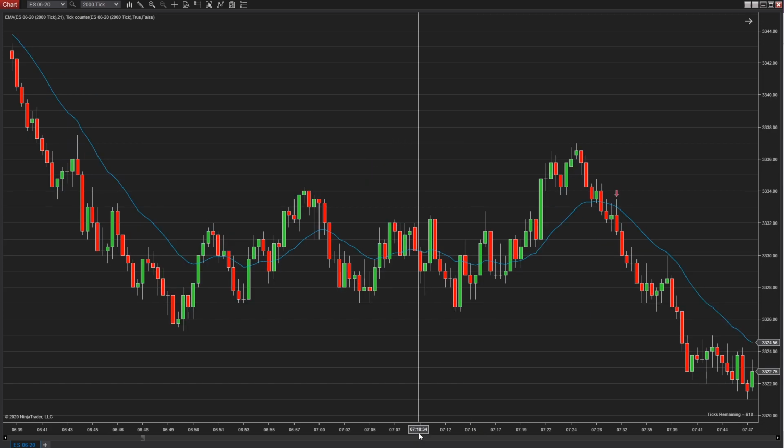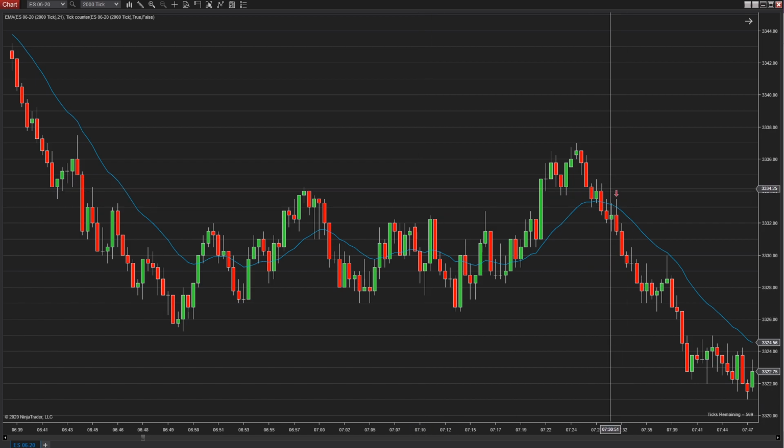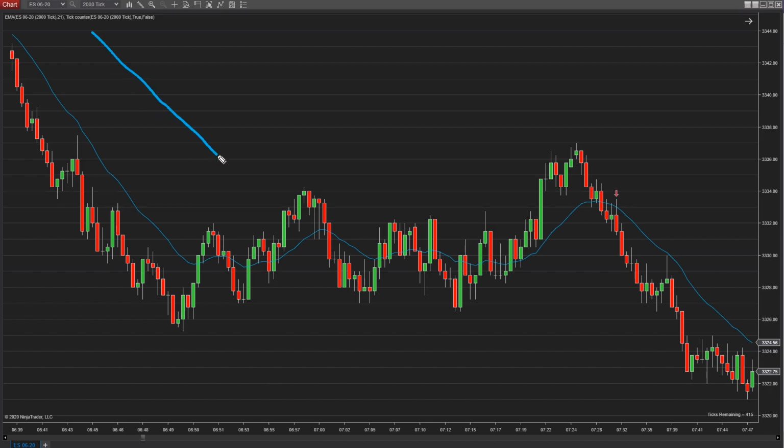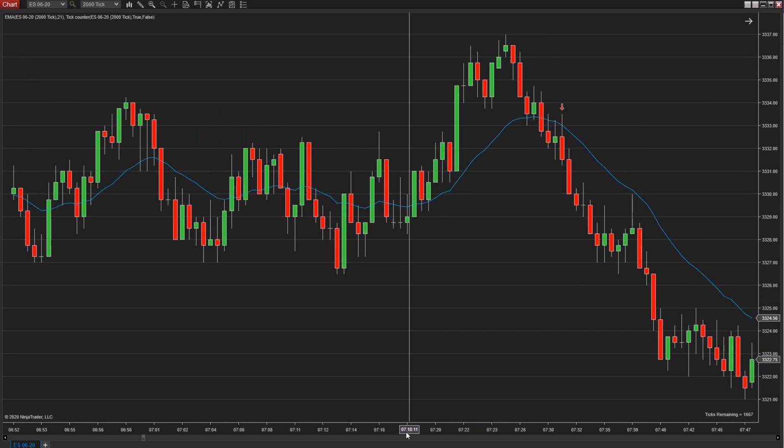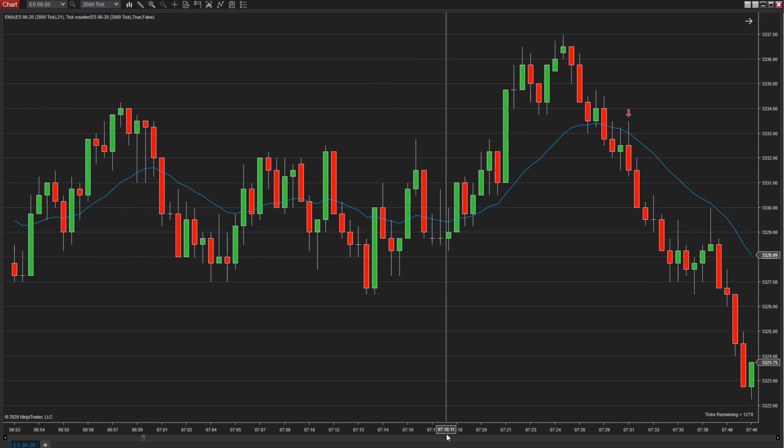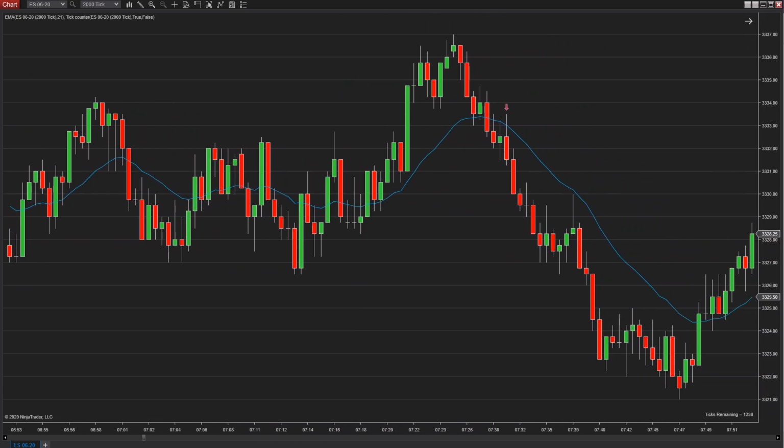So what we have here is another failed two-legged pullback to the short side. And just looking at the overall trend, we have a really big trend down. And then the market decided to go a little flat. And then we started to make an attempt higher. And so what we're going to look at is, because the overall trend is down, we're going to look to see this move higher essentially make a two-legged pullback, and then fail because the overall trend is down, right?